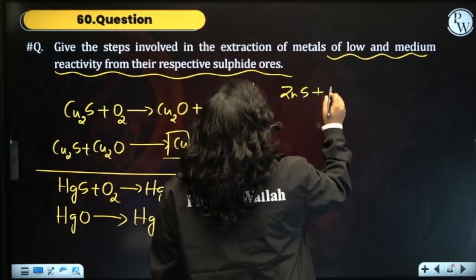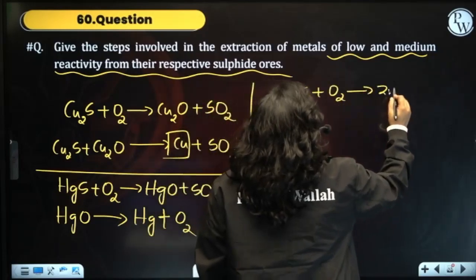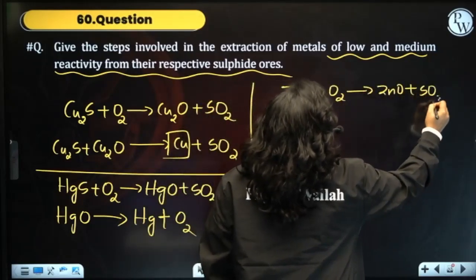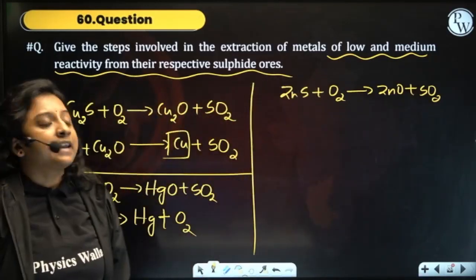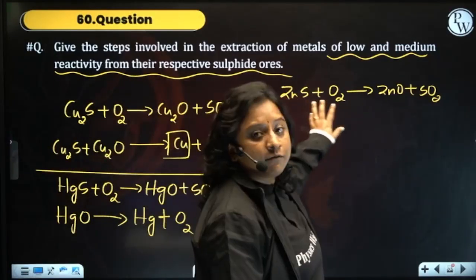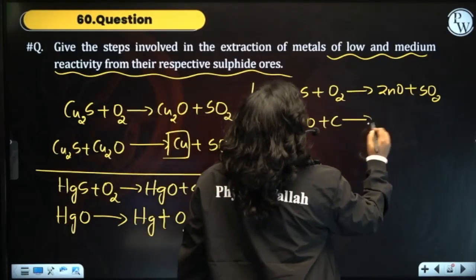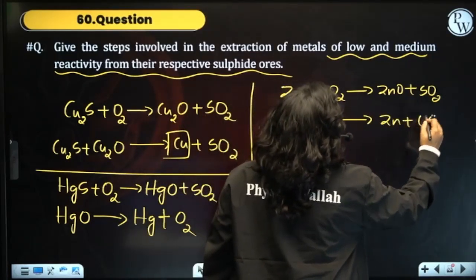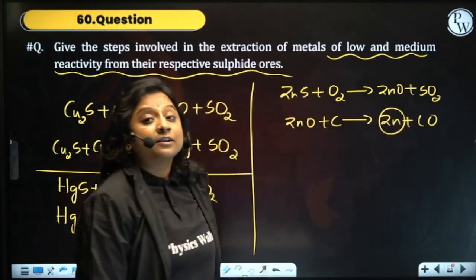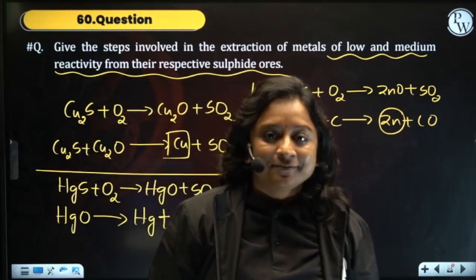zinc sulfide heating with oxygen to form zinc oxide plus sulfur dioxide. By roasting you can extract zinc from zinc sulfide. Later zinc oxide can be reduced using carbon to form zinc plus carbon monoxide. So you extracted what? Zinc, right?